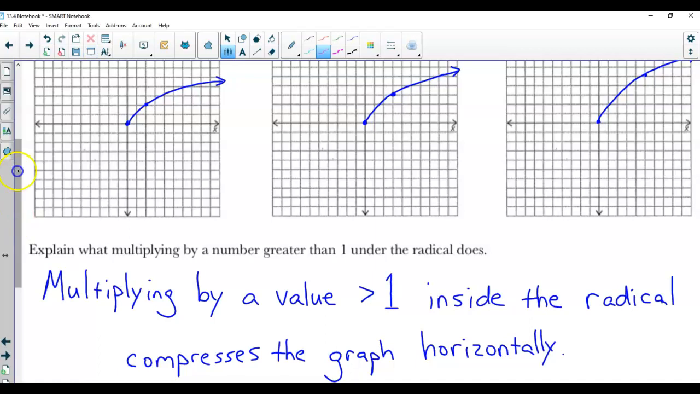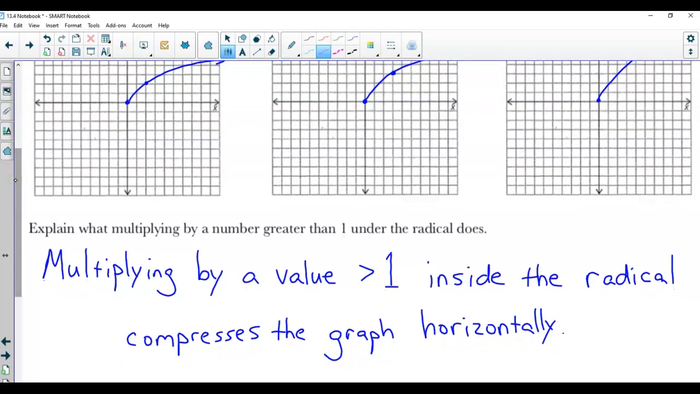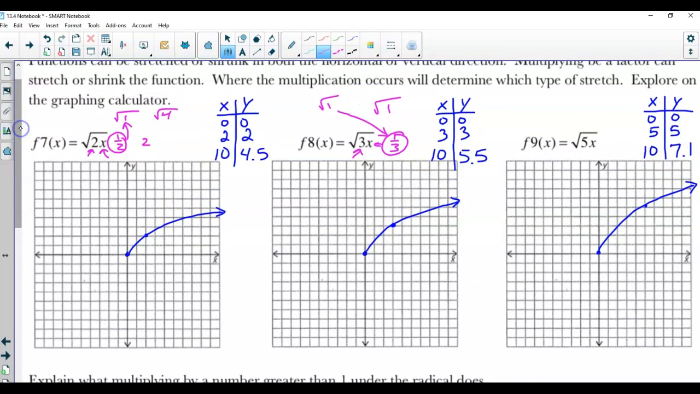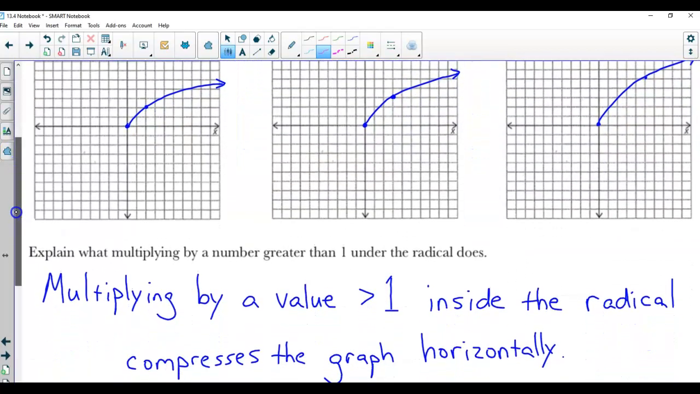Multiplying by a value greater than 1 inside the radical compresses or shrinks the graph horizontally. And like I said, that number inside the radical, that number 2, is changing what I am putting in. Because it's changing my input value before I take the square root, it is doing something horizontally. And because I'm putting a smaller number in to get that first perfect square of 1 that I want, it is compressing my graph, okay?